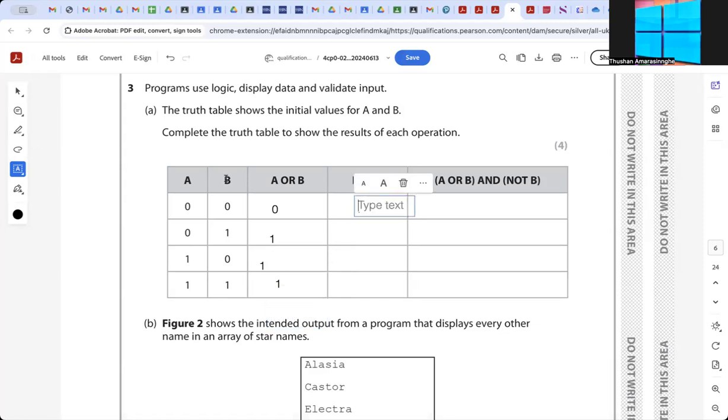NOT B means the opposite of column B, the inverse. So if it is 0, now it's 1, and if it is 1, it is 0. Then look carefully: A OR B means this column, NOT B means this column. AND means multiplication. You have to do the multiplication now for the columns you did. 0 times 0 is 0, 1 times 1 is 1, 1 times 0 is 0. So this is the answer for this particular question, for example.